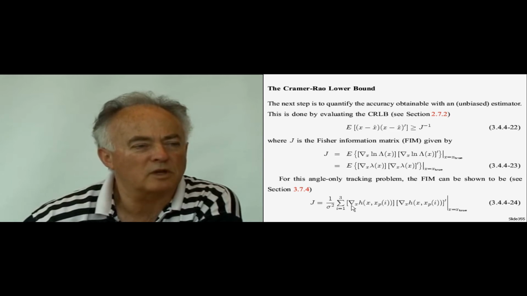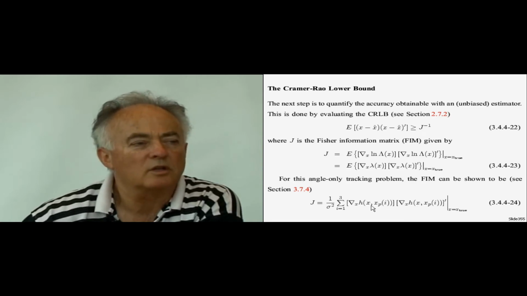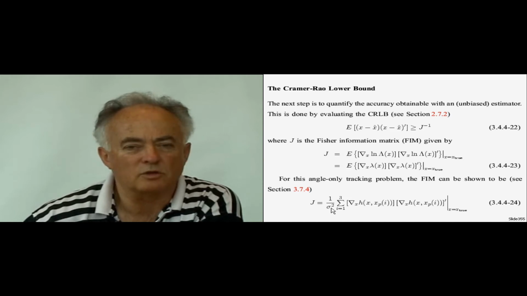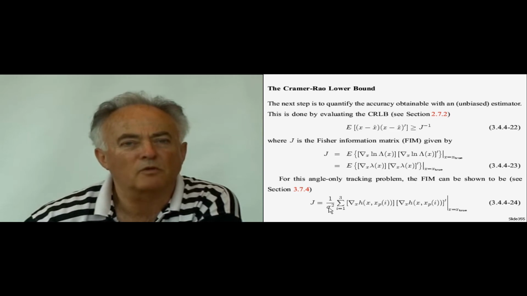So what we have here is the sum of dyads. The matrix J is 2 by 2 because this is a two-dimensional parameter we are estimating. There will be 3 dyads that are summed up. The result is divided by the scalar, which is the variance of the noise. Obviously, the larger the noise, the less information we have, so that's just a factor of proportionality.